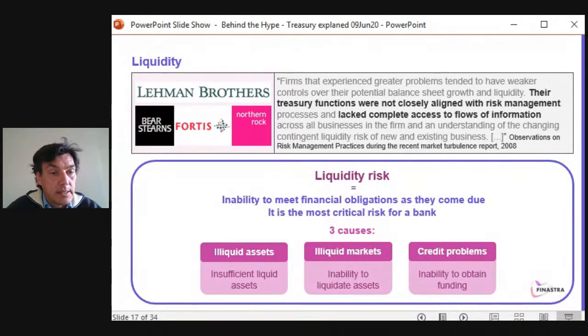The second one is about illiquid markets. As soon as there is a crisis, markets become illiquid, and that's why, for example, at the beginning of COVID-19 in Europe, markets went straight south because they were illiquid. There were no buyers, so everybody was unable to liquidate assets, or only at a very low price. That's why it went down.